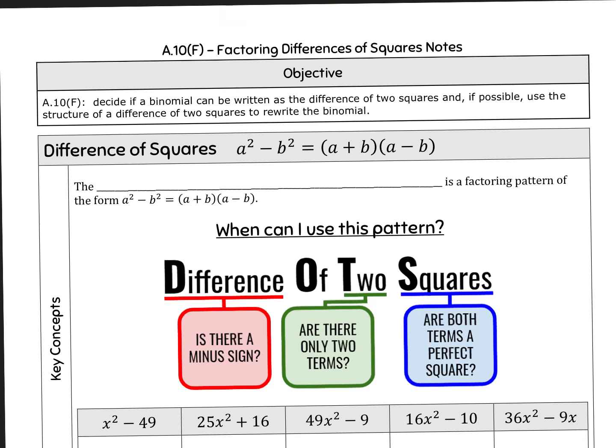So today we're going to be going over 10F, which is factoring difference of two squares. In 10F, we're going to decide if a binomial can be written as a difference of two squares, and if possible, use the structure of a difference of two squares to rewrite a binomial.